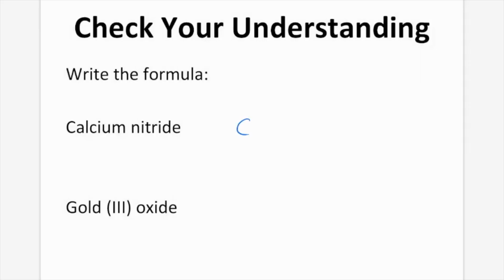Calcium nitride. So we're going to do calcium and nitrogen. We know the charge on calcium is +2 because it's in the second group on the periodic table. We know the charge on nitrogen is 3-, and then we're going to cross them over. And we're left with Ca3N2.